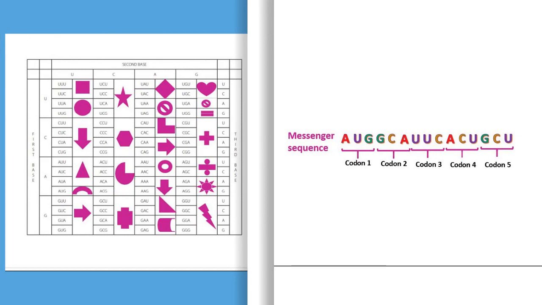In a similar way, I wonder if you can use the table provided to work out what shapes the messenger sequence is coding for. The first letter of the codon can be found along the left-hand side, the second letter can be found along the top, and the third letter can be found along the right-hand side. So just for an example, AUG would code for a rainbow.